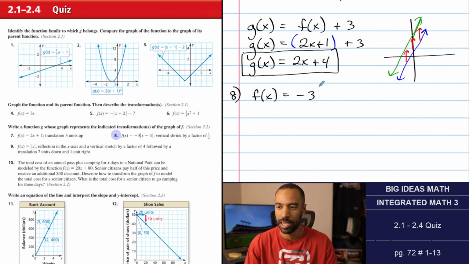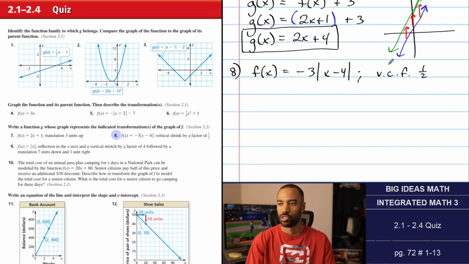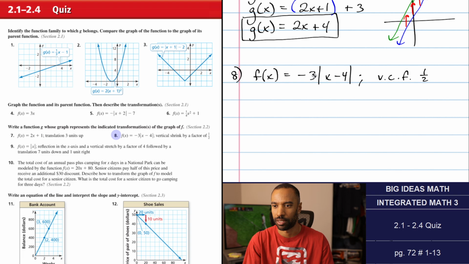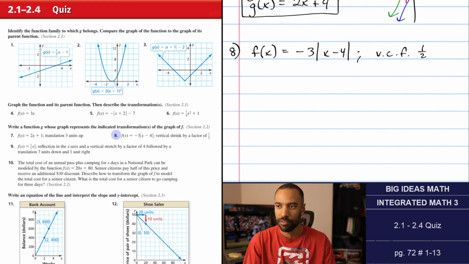It's negative 3 times the absolute value of x minus 4. And we're going to do a vertical shrink, I call it compression, vertically compress by a factor of 1/2. So that's a vertically compressed factor of 1/2. Let's move this whole thing down there. There we go. Okay, so g of x is going to take this thing and vertically compress it.